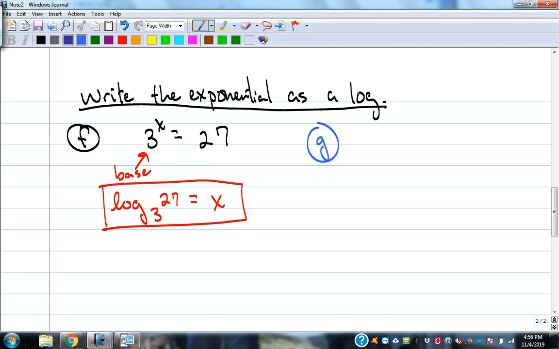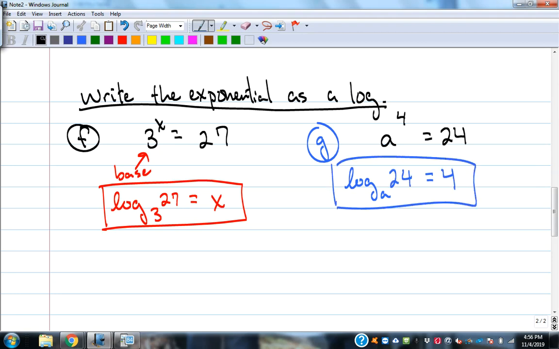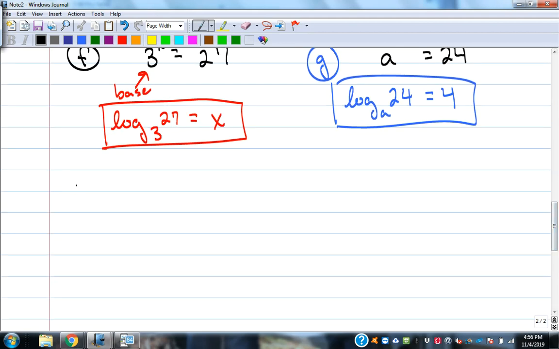Let's say we had, we'll go with something that's not even a number, A to the 4th is equal to 24. Your base is A, so that's going to be log base A of 24 is equal to 4. Good job. Okay, easy stuff there. So we had 5 to the x is equal to 625.